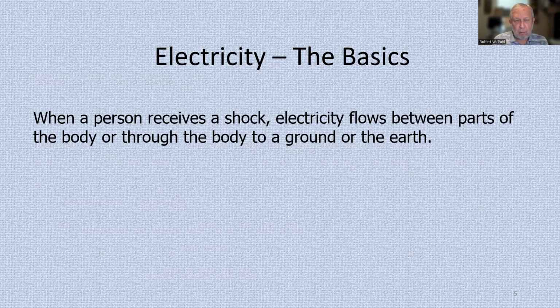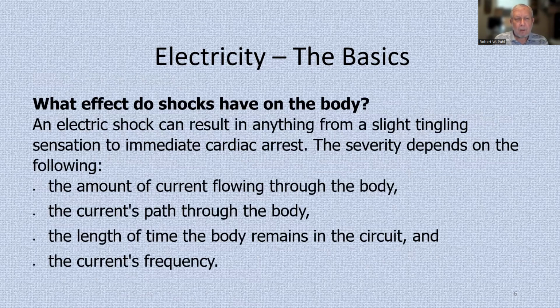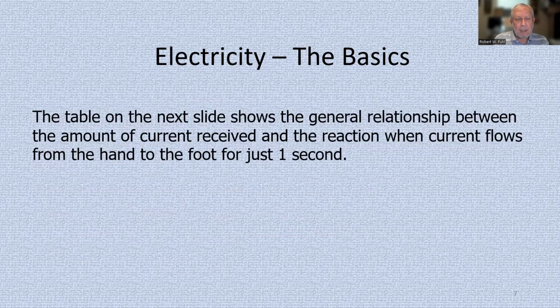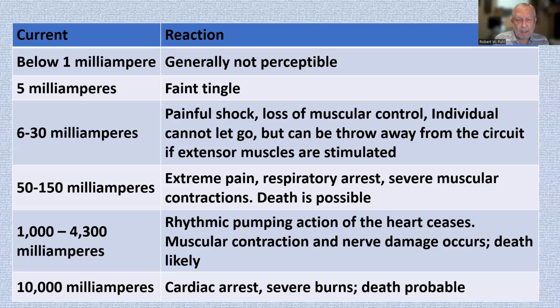When a person receives a shock, electricity flows between parts of the body or through the body to a ground or to the earth. What effect do shocks have on the body? Electric shock can result in anything from a slight tingling sensation to immediate cardiac arrest. The severity depends upon the following: the amount of current flowing through the body, the current's path through the body, the length of time the body remains in the circuit, and the current's frequency. The table on the next slide shows the general relationship between the amount of current received and the reaction when current flows from the hand to the foot for just 1 second.